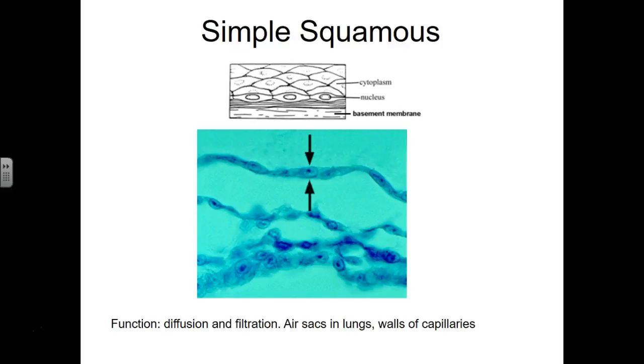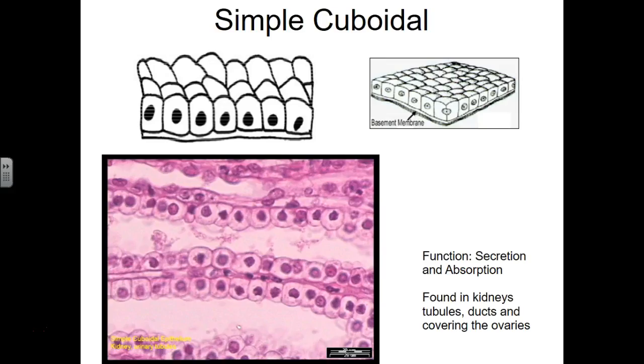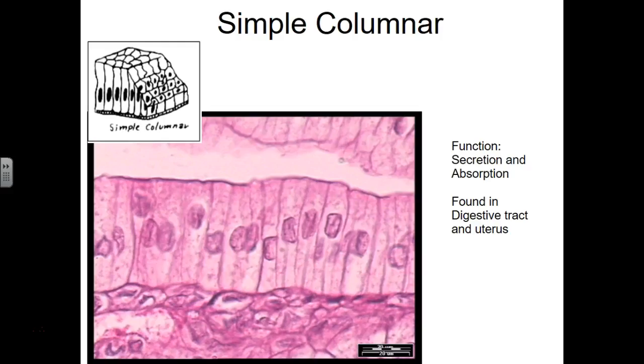So we got many examples here. We got simple squamous, for diffusion and filtration. These would be in the alveoli of the lungs, or in the capillaries. Simple cuboidal, again a single layer, is for secretion and absorption. These are found in the kidneys and also in the ovaries, among other places.